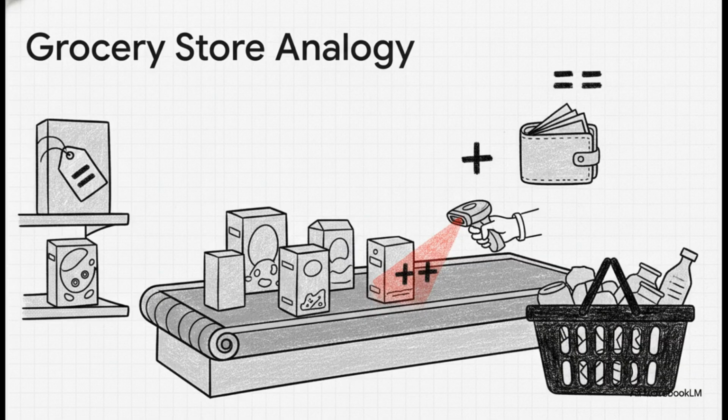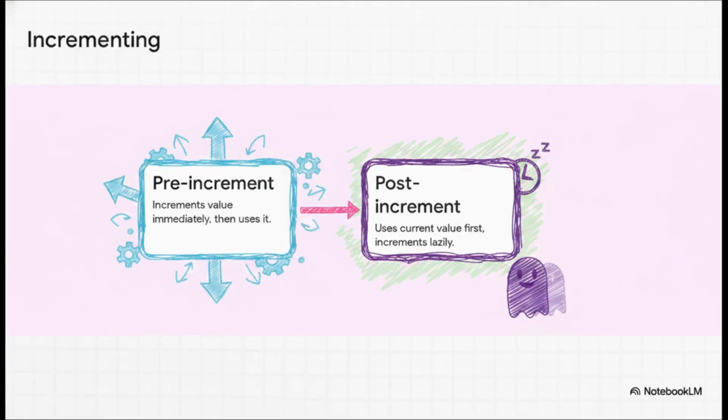Relational operators, like the double equals or the greater than sign, check if you actually have enough money in your wallet to pay. And then there are the increment operators, the plus plus, which automatically scan your items one by one at the register. Let's look a little closer at those increment operators, because honestly, they trip up everyone.